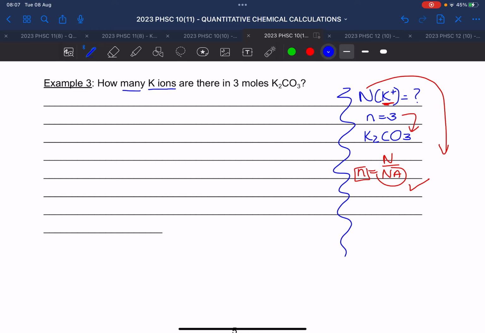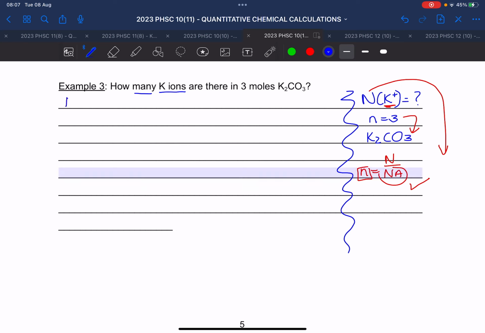You're going to write an equation like we just did. You're going to say potassium carbonate is actually, it consists of, it's made out of 2 potassium ions and a 1 carbonate ion.